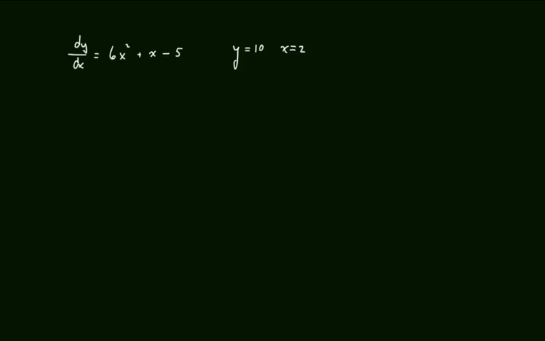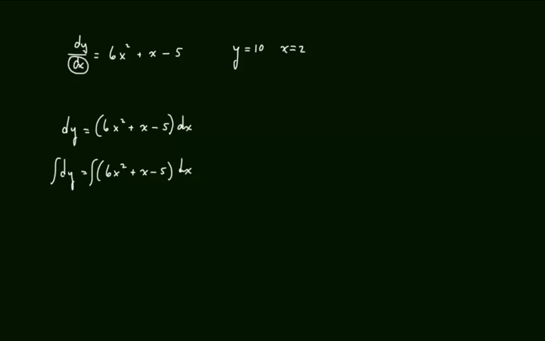So let's do this methodically. The first thing I'm going to do is multiply both sides of the equation by this dx. So now I have dy equals 6x squared plus x minus 5, and I have to multiply that by dx. The next thing I'm going to do is rewrite this for the purposes of notes. I want to rewrite it so I know the order in which I did things, and then I'm going to take the antiderivative of both sides. Okay, let's take a look at the left-hand side. The antiderivative of dy is y.